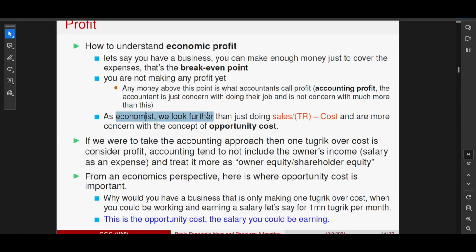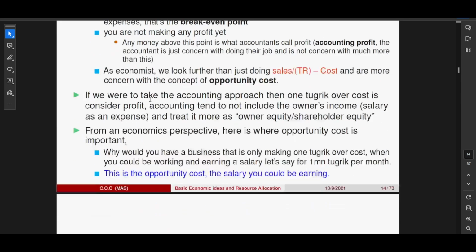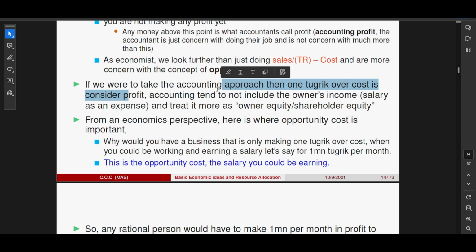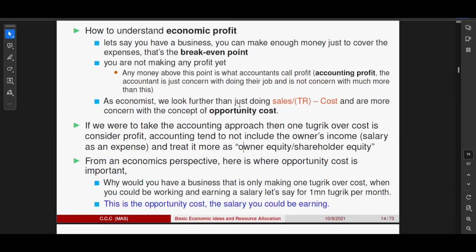As economists, we look farther than just sales, total revenue minus cost, and we're more concerned with the opportunity cost. So this is what we call the economic profit, right? If we take the accounting approach, then it is one million. So the example I normally use is that if you have a business that makes 1 million in sales and your cost for producing these products was 1 million, then technically your business is making a profit if you're studying accounting, right?